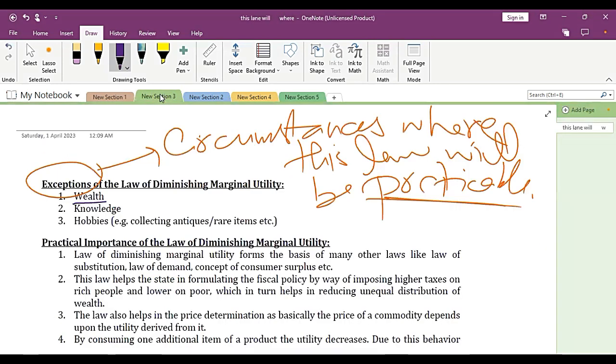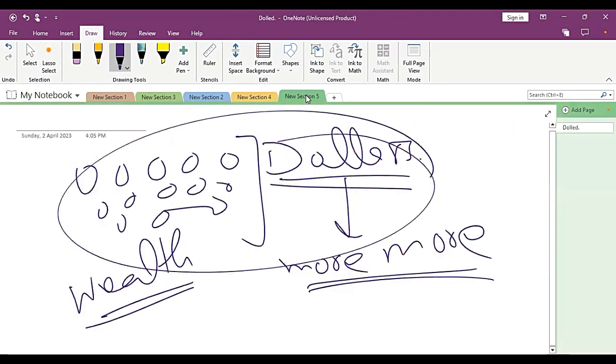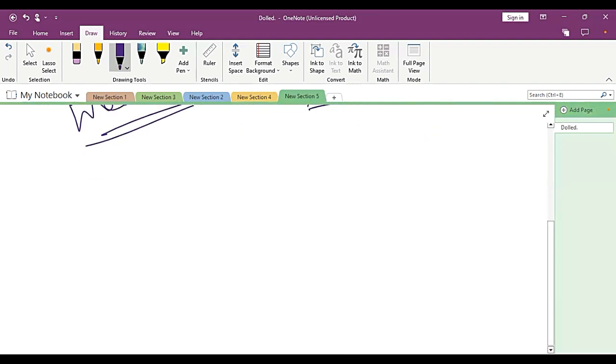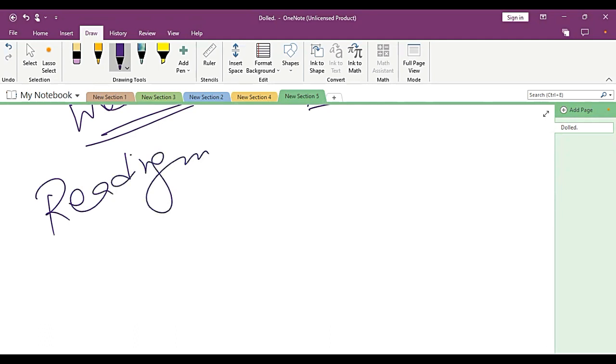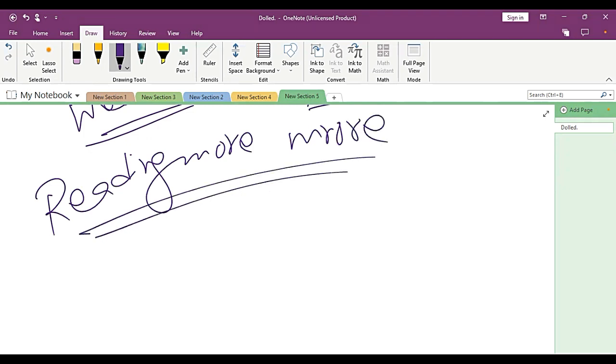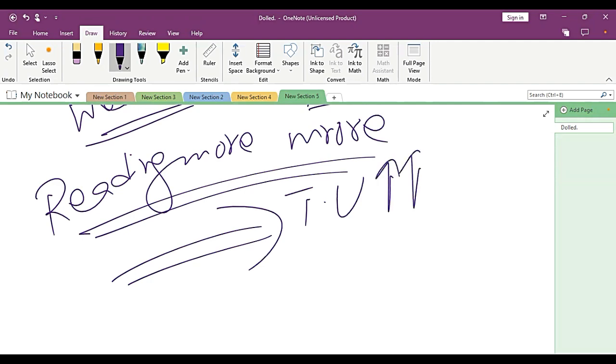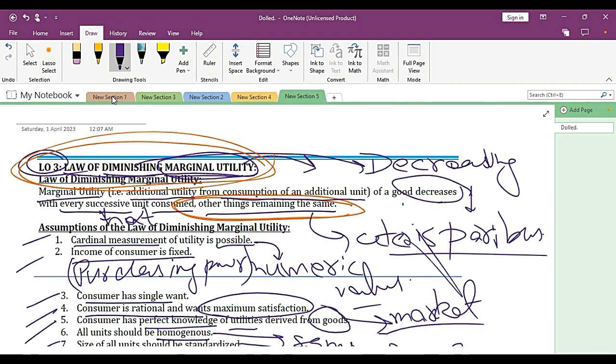Second is knowledge. Everyone needs more and more knowledge. So the more knowledge that is obtained from reading more and more will have more and more total utility.